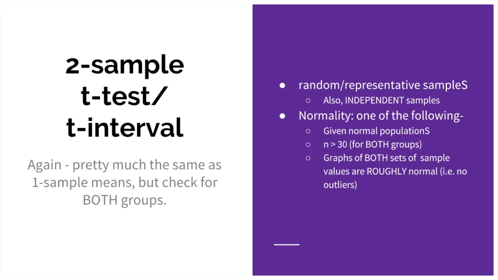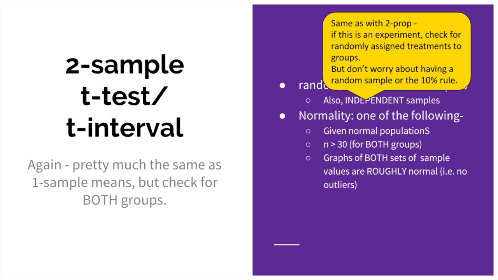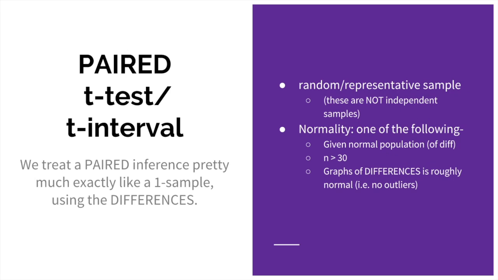If it's a two sample t-test or t-interval, again, pretty much the same as one sample, just check for both groups. We again want independent or separate random samples, each representative of their own population. Normality, we would check, were we given that both populations are normal, is n greater than 30 for both groups, or is the graph of both sets of sample data roughly normal, with no outliers. Again, if it's an experiment, just check for randomly assigned treatments.